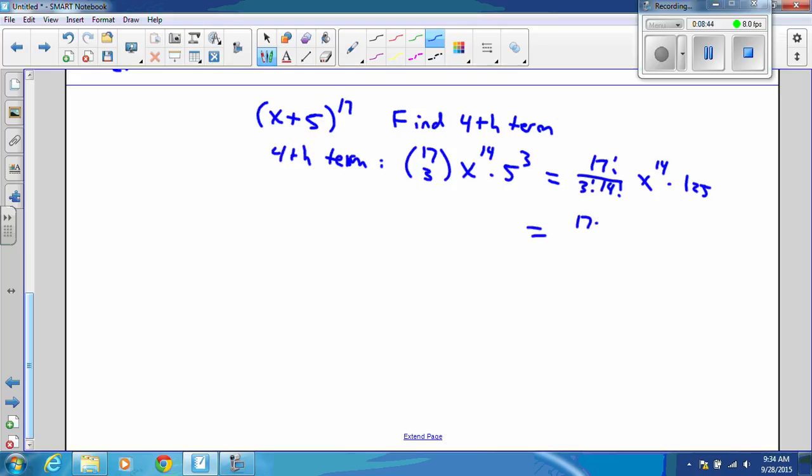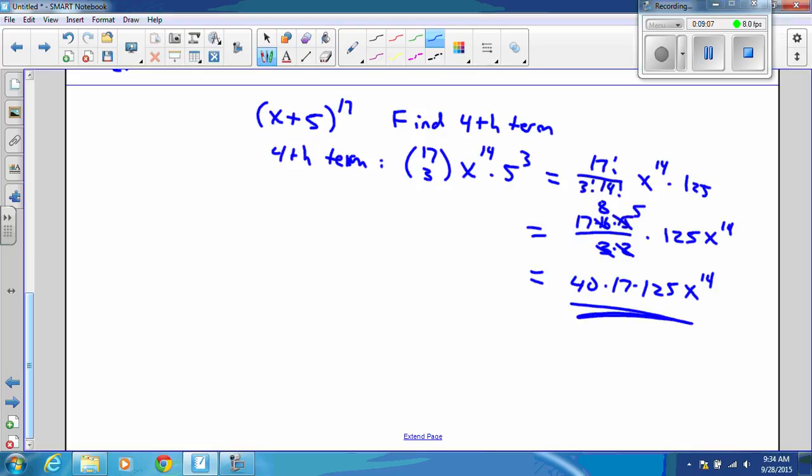And when we simplify 17 factorial over 14 factorial, we get 17 times 16 times 15 over 3 times 2, times 125x to the 14. And let's see here, that gives us 8, that gives us 5, so we have 40 times 17 times 125. I hope you'll forgive me if I don't feel like simplifying that at this time. But this would be our fourth term of that expansion. And the whole expansion would have 18 total terms.